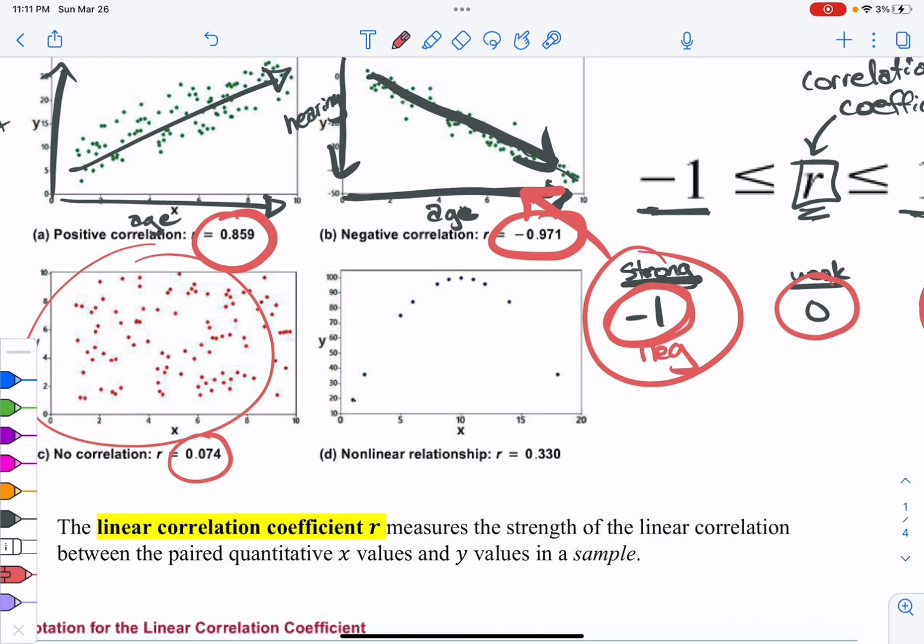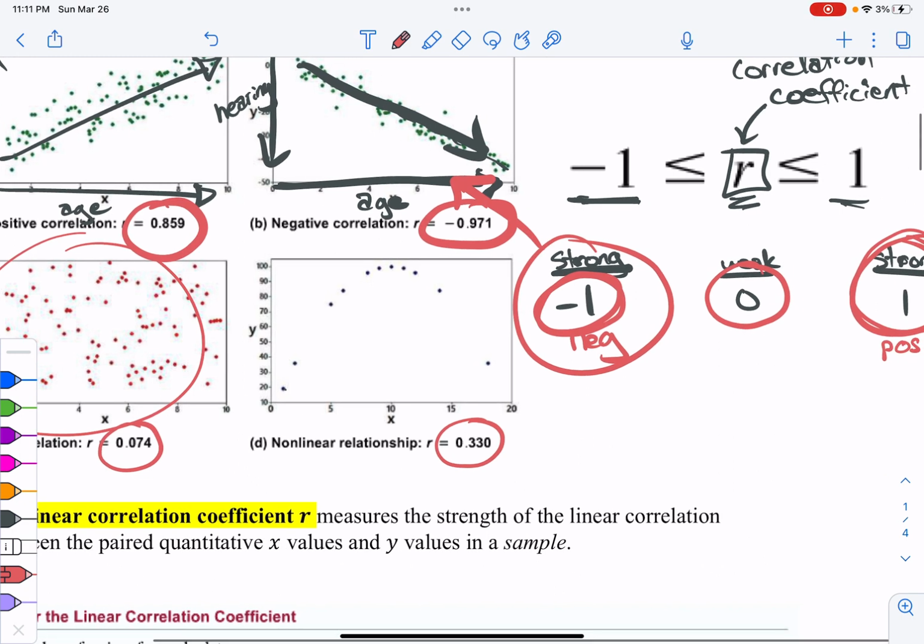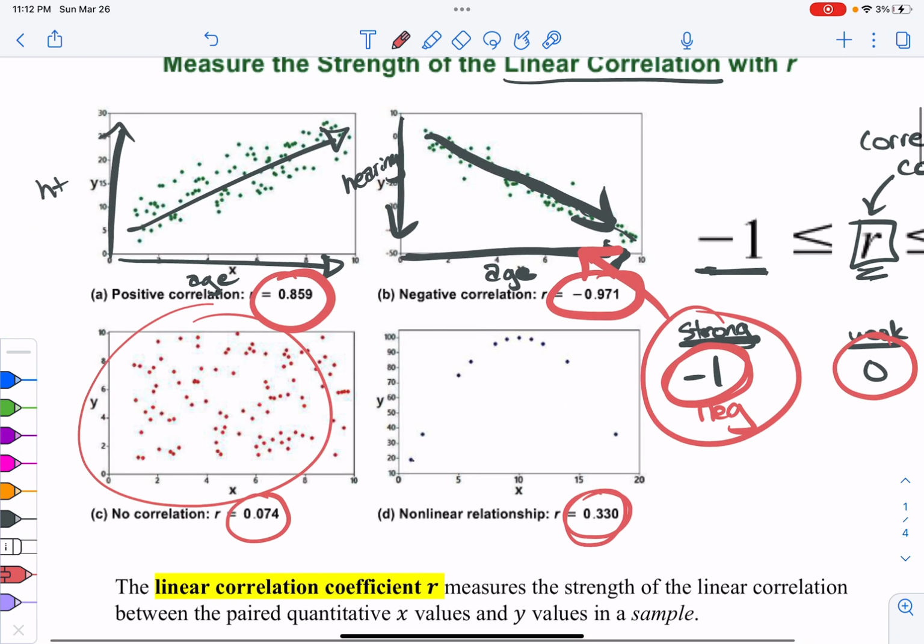And then a nonlinear relationship, that R value is not going to be close to -1 or 1, but it's kind of in the middle here. 0.33 is not a great linear relationship, because it has a different relationship, like quadratic or cubic or something like that. So that's kind of how that breaks down.